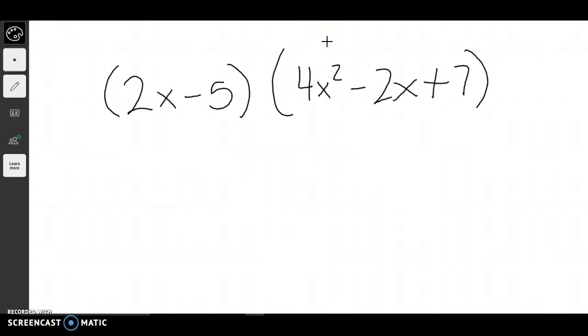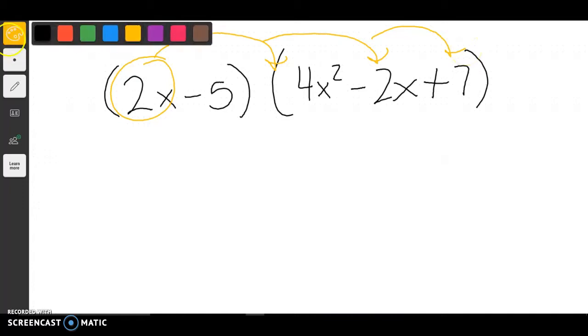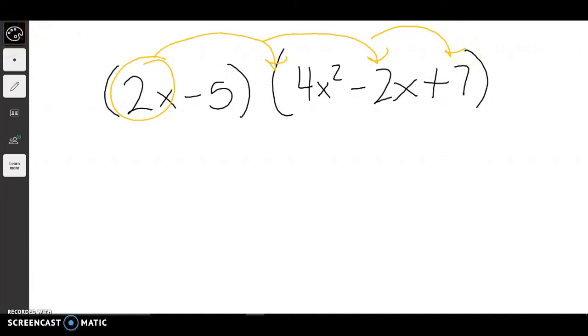Let's do one last example. In this example, we're going to look at a binomial times a trinomial and see what will happen. So here's my binomial. I have 2x minus 5, and my trinomial is 4x squared minus 2x plus 7. We're going to distribute this 2x and kind of see what is going to happen. So we first start out by distributing the 2x.